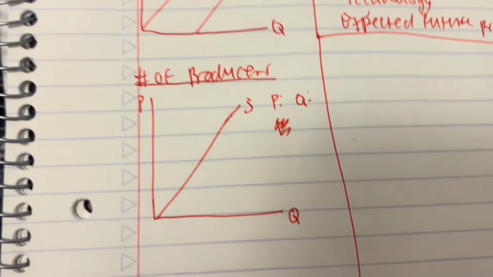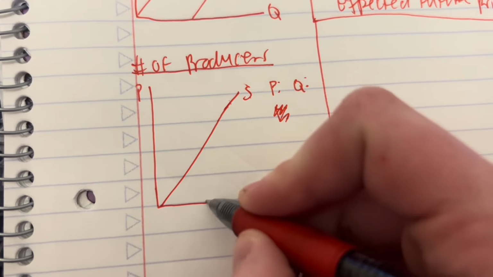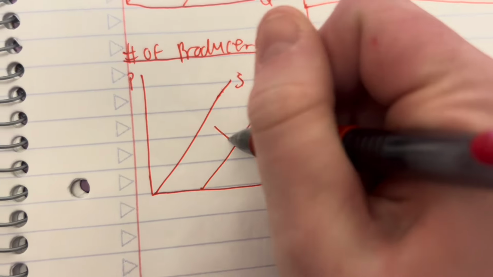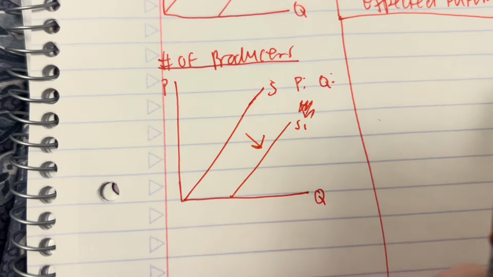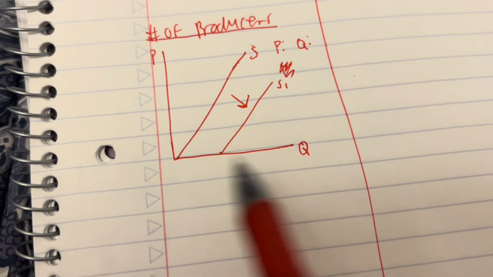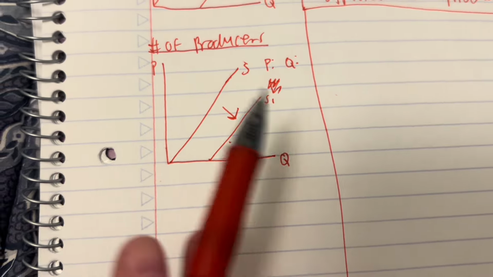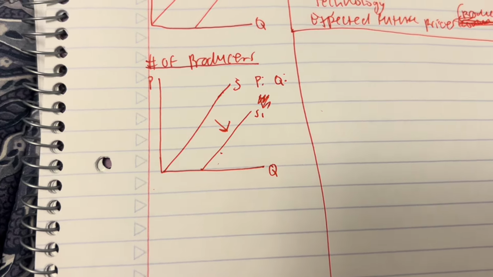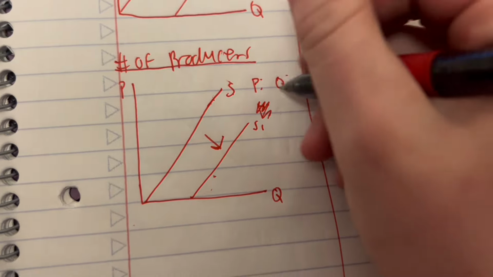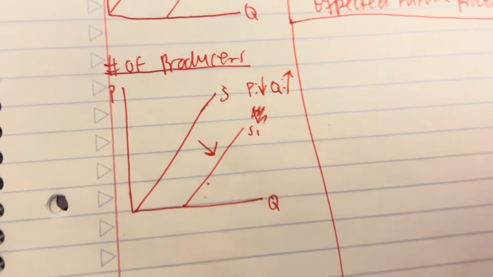So first, for number of producers, if there's an increase, the supply curve will shift to the right, because since there's more producers, the quantity will increase. This is because with more producers, there will be a greater quantity supplied at every price level. So this means the prices will go down, but the quantity would go up.